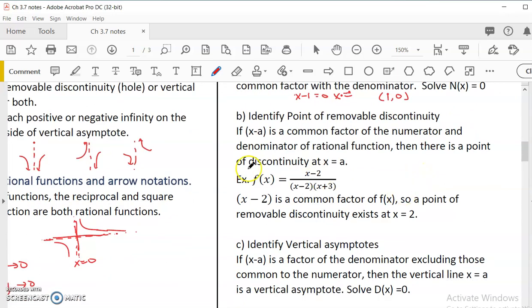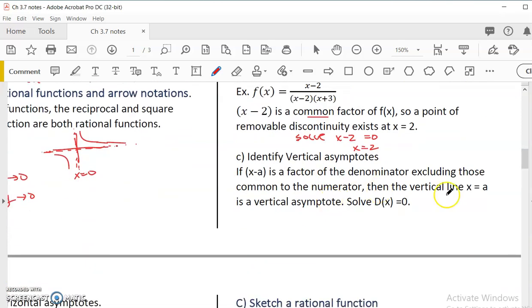But if there is one, just like here, x minus 2 in the numerator, x minus 2, x plus 3 in the denominator, then we would have x minus 2 being the common factor of both of them. So this removable discontinuity will happen at x equal to 2. You solve this common factor equal to 0, so solve x minus 2 equal to 0. So x equal to 2 is when the hole occurs.